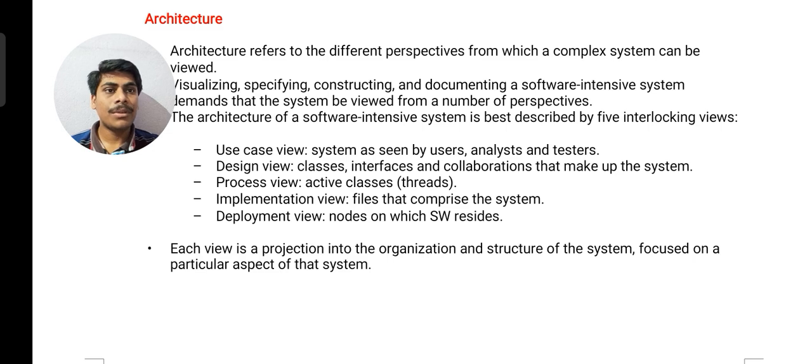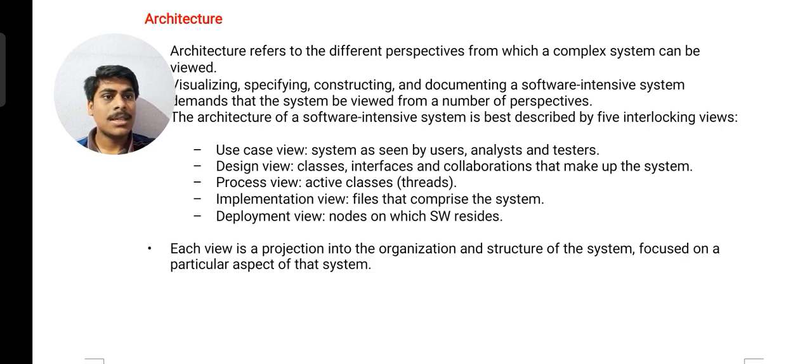The system is viewed from a number of perspectives. The architecture of a software-intensive system is best described by five views: use case view, design view, process view, implementation view and deployment view. The use case view means the system as seen by the users, analysts and testers. The design view covers the classes, interfaces and collaborations that make up the system. The process view covers active classes and threads.